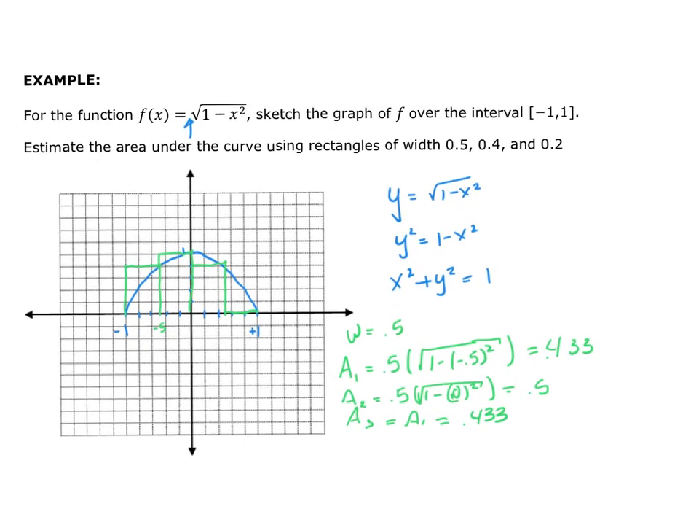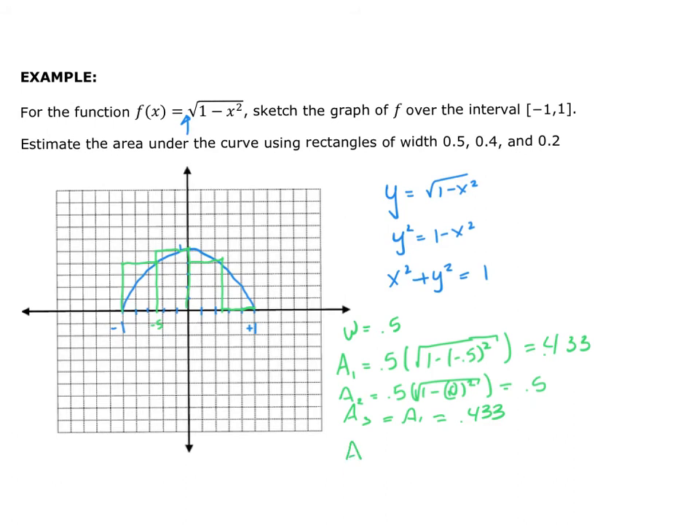And so we have 0.433. Now, the area total is going to be the 0.433 multiplied by 2 and then plus the 0.5. So I end up with, let me see, times 2 and then plus 0.5. So I end up with 1.366.